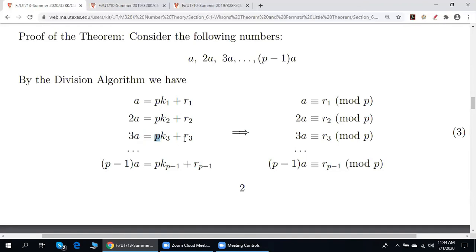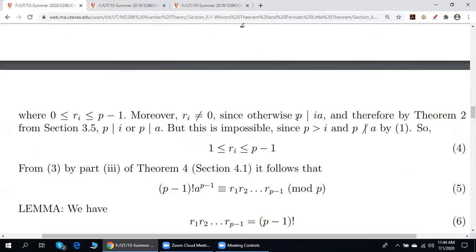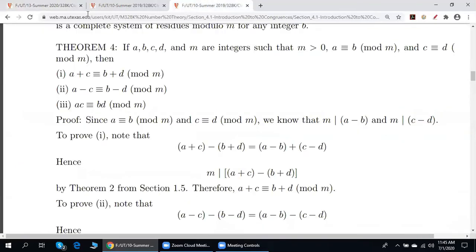In general, if Ri is equal to 0, iA is equal to P Ki, which means iA is divisible by P. It's exactly what is written here. So, P divides the product of two integers, i and A. Now let us go back to Theorem 2 from section 3.5. Please take a look at the following.